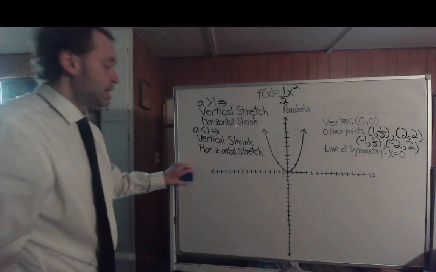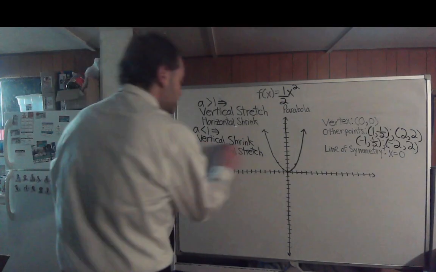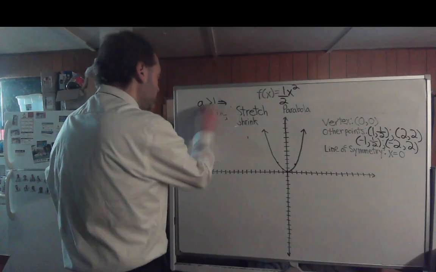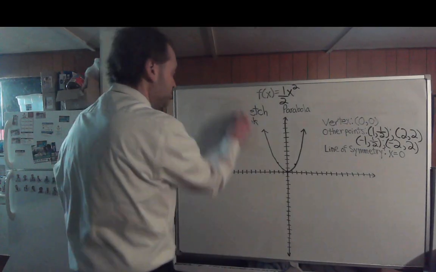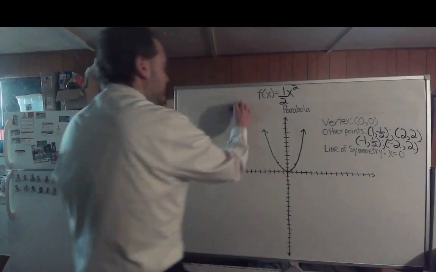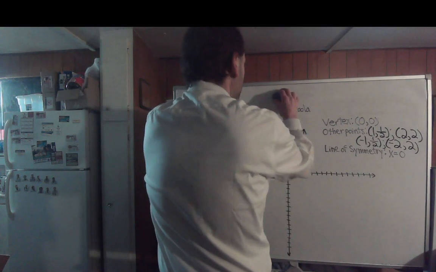Now, there are also 2 general forms of the equation for a function of x squared, for a quadratic function, to give you the graph of a parabola.